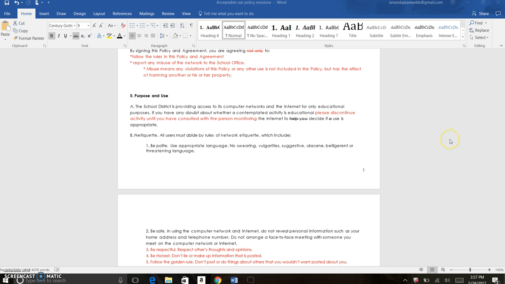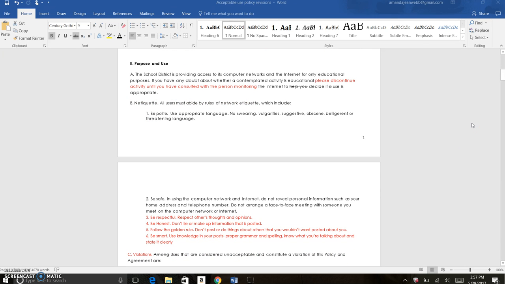The next section was about the netiquette. This section only had 2 things in it, so I felt like it was important to focus on the positive things, on the expectations that students were being asked to do with using this policy.